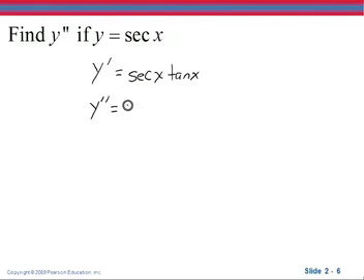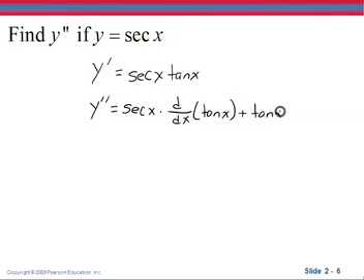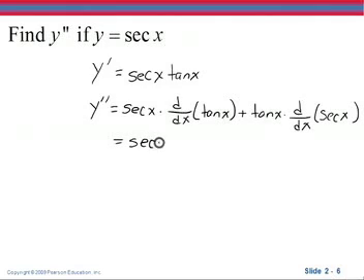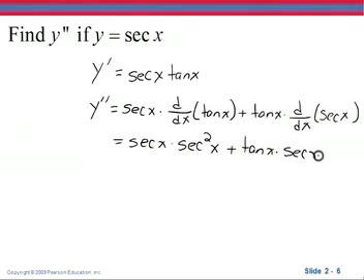Well, that is a product rule, and the product rule tells us to take the first function, which is secant x, times the derivative of the second function, which is tangent x, plus tangent x times the derivative of the first function, which is secant x. So we have secant x times the derivative of tangent x, which is secant squared x, plus tangent x times the derivative of secant x, which is secant x tangent x.